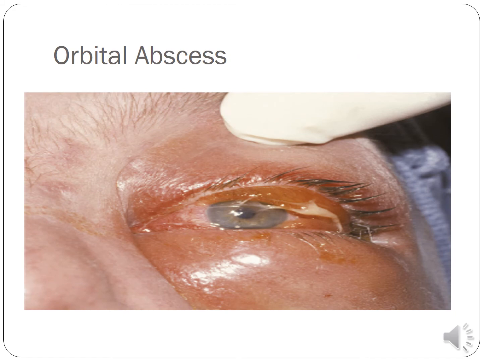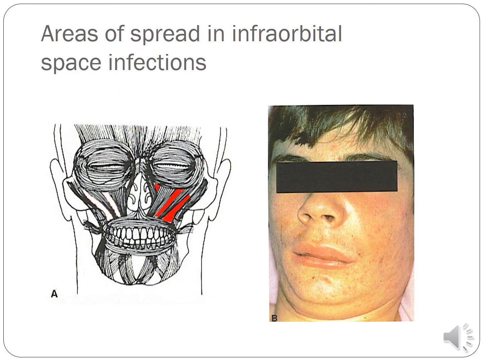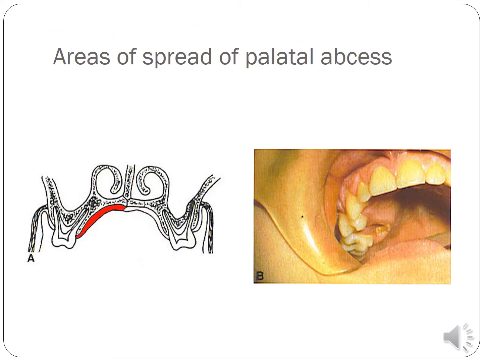These are some of the pictures showing how it typically presents, and this is how the spread to the infraorbital space occurs from the maxillary tooth. This is the area of spread through the palatal.